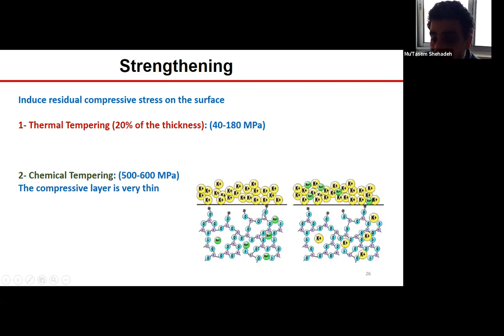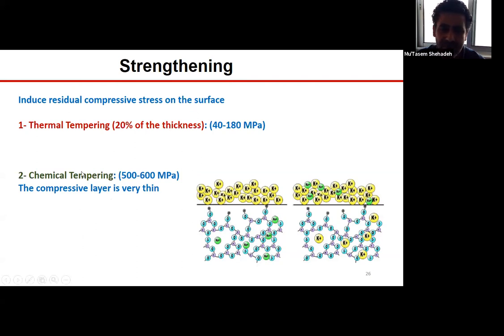And since potassium is bigger, this will squeeze the region where they will occupy, leading to the development of compressive stresses in those regions. But the layer thickness that can develop is very small. When compared, for example, to thermal tempering, where about 20% of the glass sample thickness can be strengthened, here strengthening can occur in a very thin layer below the surface, in the order of 50 micrometers.